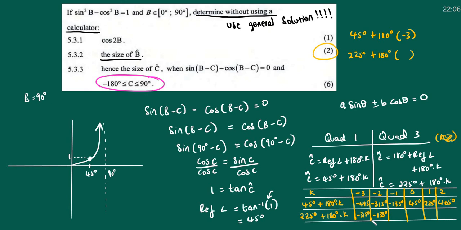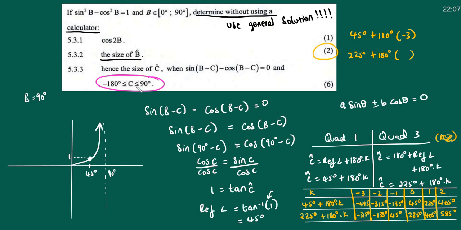Then you put what? 1, negative 1, you get 45 degrees. Then 0, you get 225, right? And then when you put 1 there, you should get 405. 2 there, you should get 585. So many angles, isn't it?